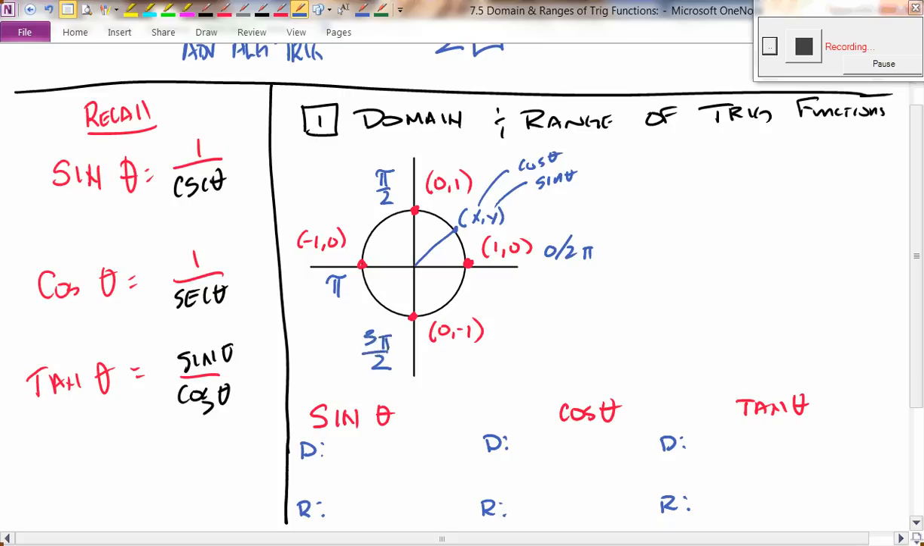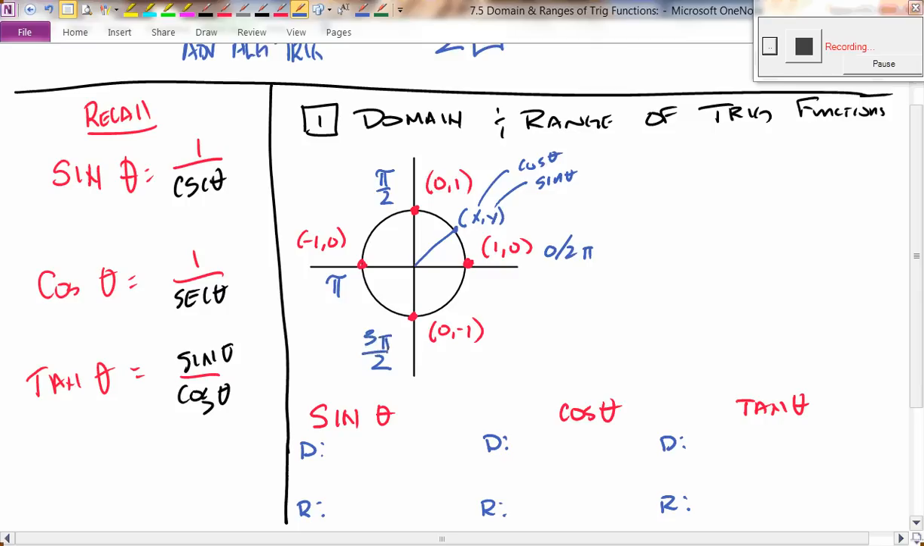Okay, here's how I introduce this. Think of it as this picture of the circle. Let's start with sine first. So am I looking at the x coordinate values or the y coordinate values? Y coordinate values, okay? So can you name one spot on this unit circle that we have put in that has a y coordinate value? 0, 1. Can you give me another one? 1, 0. Give me another one.